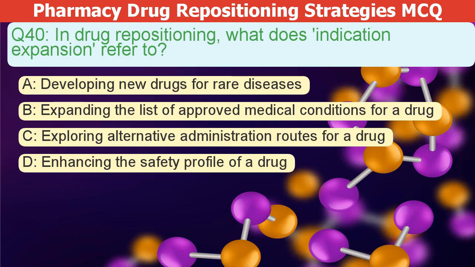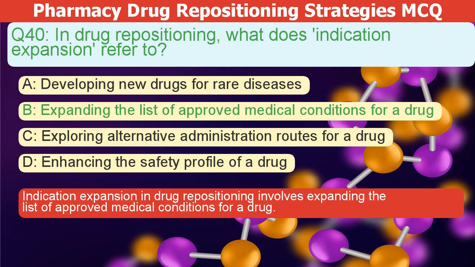In drug repositioning, what does indication expansion refer to? A. Developing new drugs for rare diseases. B. Expanding the list of approved medical conditions for a drug. C. Exploring alternative administration routes for a drug. D. Enhancing the safety profile of a drug. The correct answer is B. Indication expansion in drug repositioning involves expanding the list of approved medical conditions for a drug.